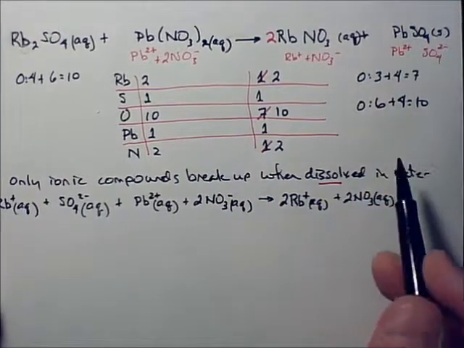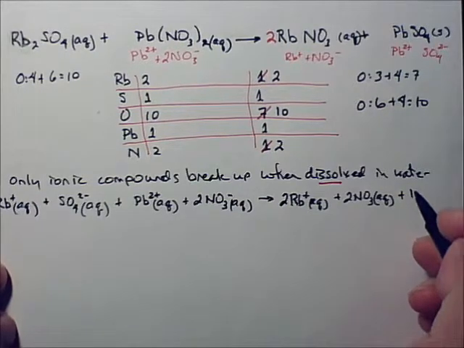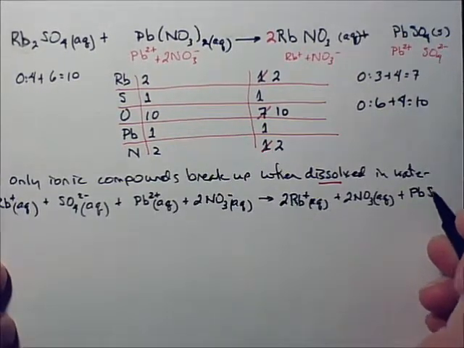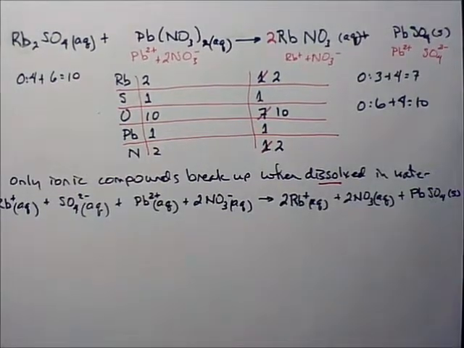And then this last compound doesn't break up. We just write it the way it is. If it doesn't break up, we just write it down like this. That's a complete ionic equation. It lists all the ions.